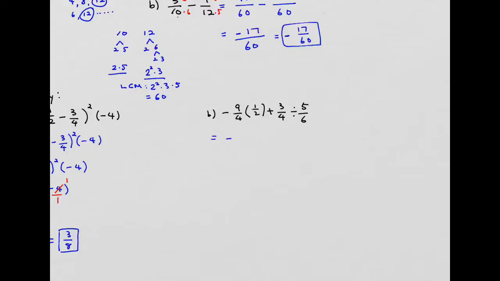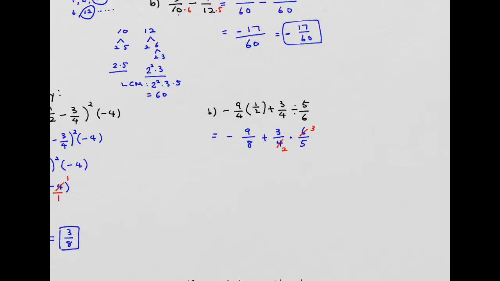So it'll be negative 9 over 8 plus, in order to do that division, I need to change it to multiplication and flip the second fraction, right? And let's reduce before we do the multiplying. So it'll be 2 and 3. So then I get negative 9 over 8 plus 3 times 3, 2 times 5.